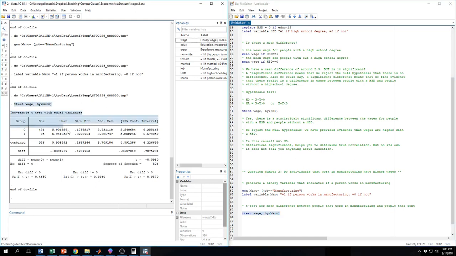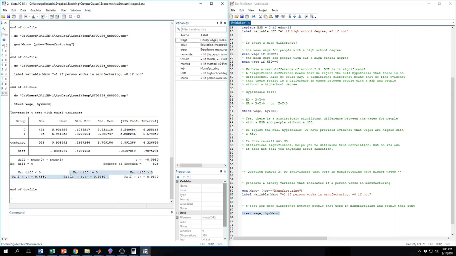There it is. Same result table, just like before. We've got the mean for people that don't work in manufacturing. We've got the mean for people that do work in manufacturing. We find that there is a difference. The difference is 0.04, basically. So people that work in manufacturing make basically 4 cents more. But our t-statistic is minus 0.09. That's a very small t-statistic. That's less than 1 standard deviation away from the mean.